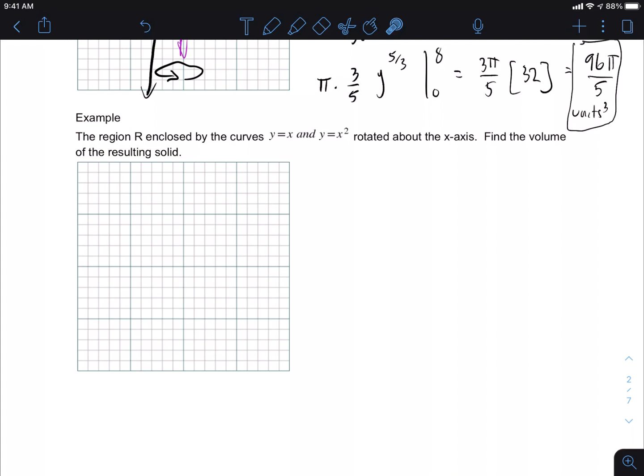So I'm saying the region R is enclosed by y equals x and y equals x squared, rotated about the x-axis, and then find the volume of the resulting solid.